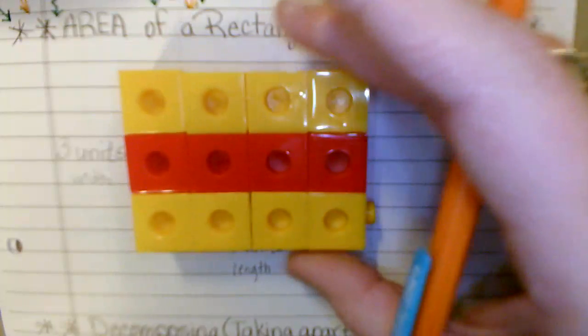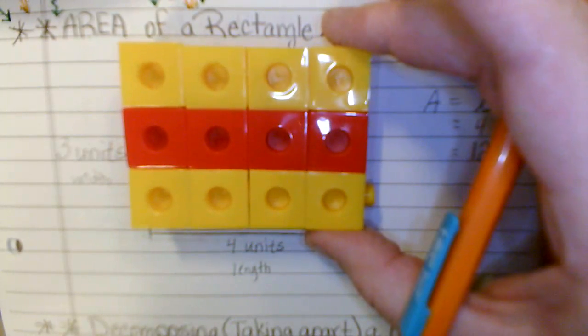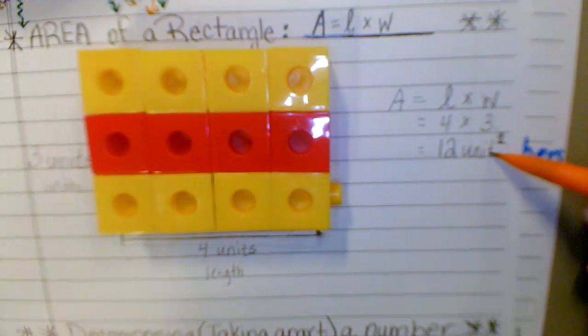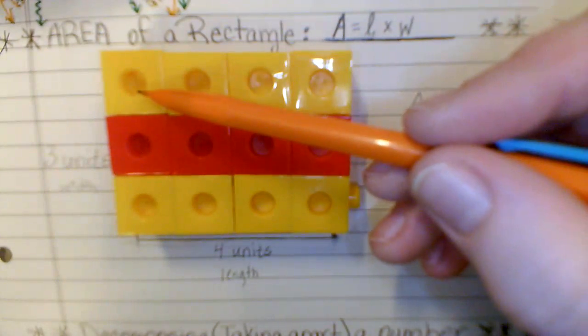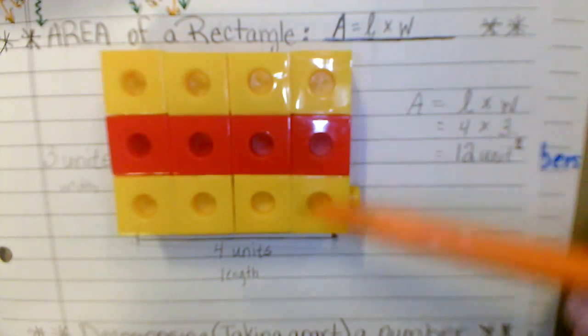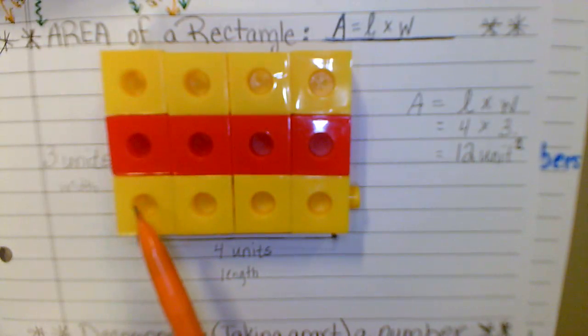So let's come back to our little model here and discuss 12 and how we came up with 12. So we had 3 groups of 4.